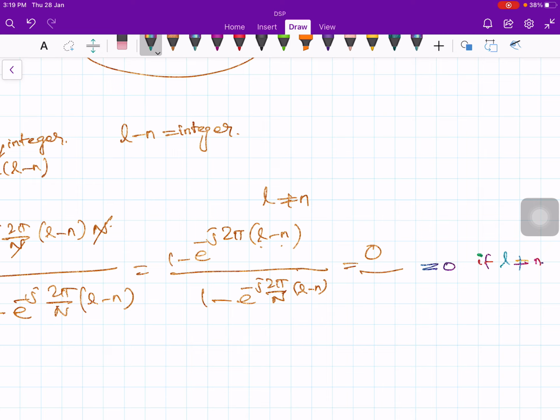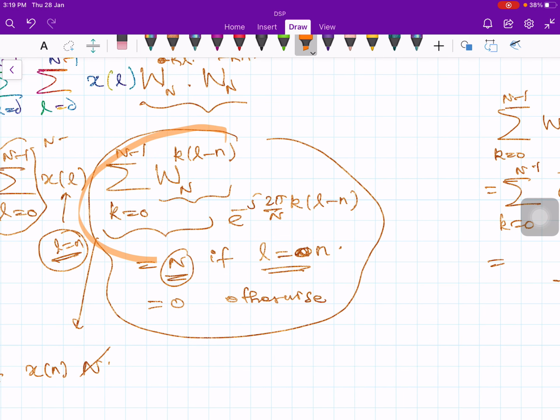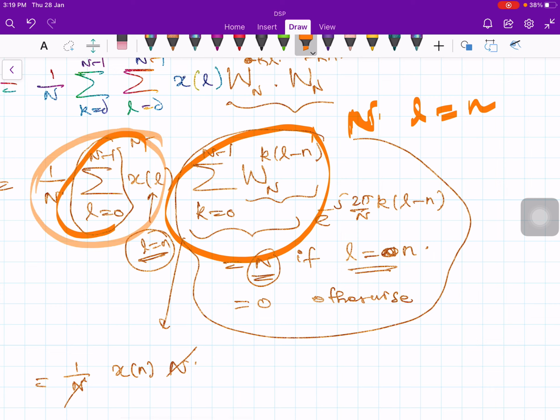In case l is equal to n, then what is going to happen? Then the numerator will be 0 and the denominator also will be 0. In that case you apply L'Hospital rule and you can find out the value, which is equal to N if l is equal to n, and this is equal to 0 if l is not equal to n. Therefore, the second summation leads to capital N if small l is equal to small n. So out of N number of terms, only one term is giving a contribution, that is when small l is equal to n. You have x of 0, x of 1, x of 2 like that, but when l takes the small n value, then it is non-zero. That is why we put it here. That's how the proof goes.